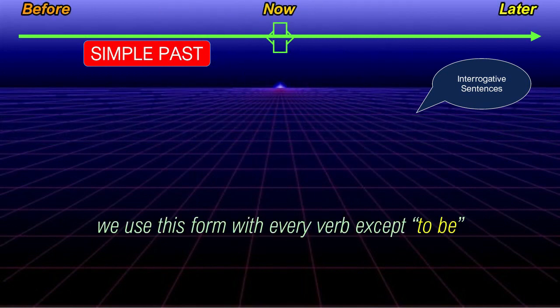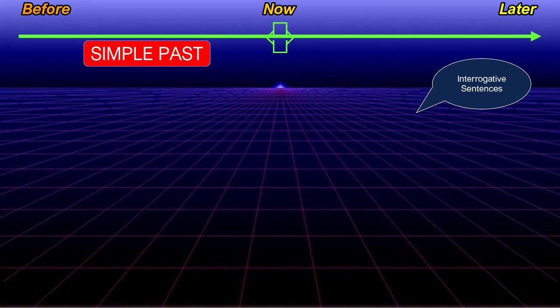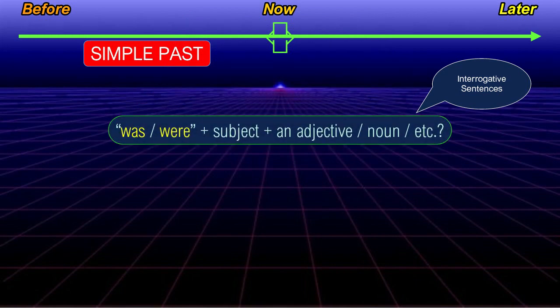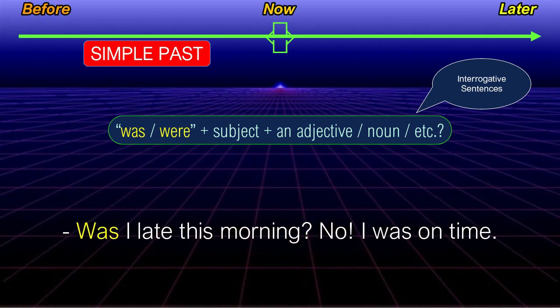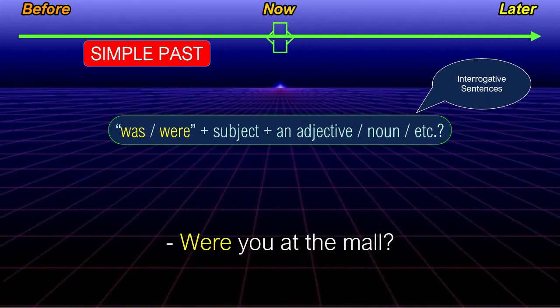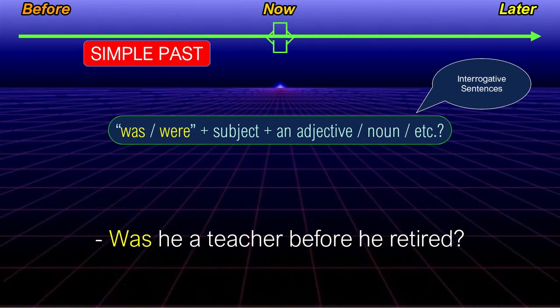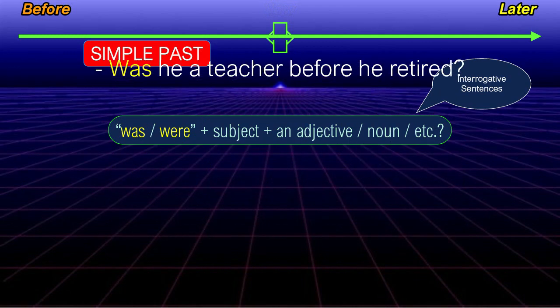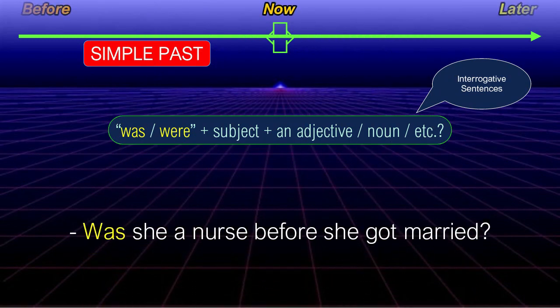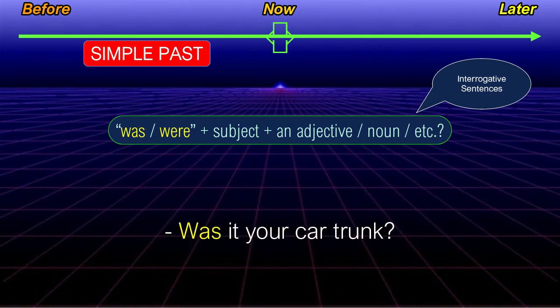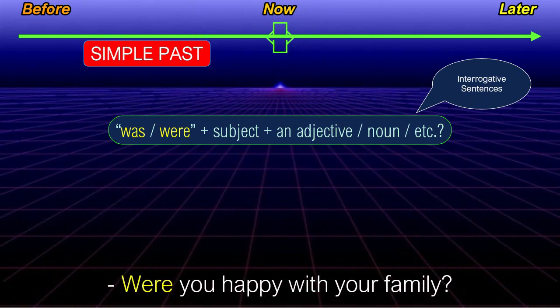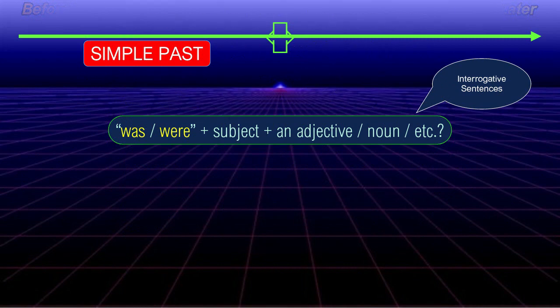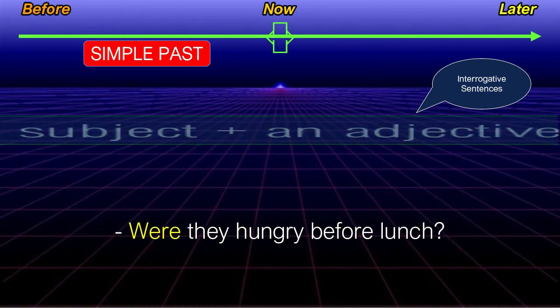We use this form with every verb except to be. The structure is was, were, plus subject, plus an adjective, a noun, etc. Was I late this morning? No, I was on time. Were you at the mall? Was he a teacher before he retired? Was she a nurse before she got married? Was it your car trunk? Were we at that party? I didn't remember. Were you happy with your family? Were they hungry before lunch?